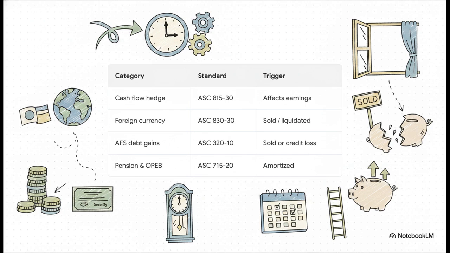And finally, Category 4, pension and OPEB adjustments under ASC 715-20. These are your actuarial gains and losses, and they're triggered through a strict amortization schedule straight into compensation expense. Do you notice how structured this all is? Every single category has a specific rule to get in and a specific exit door to get out.